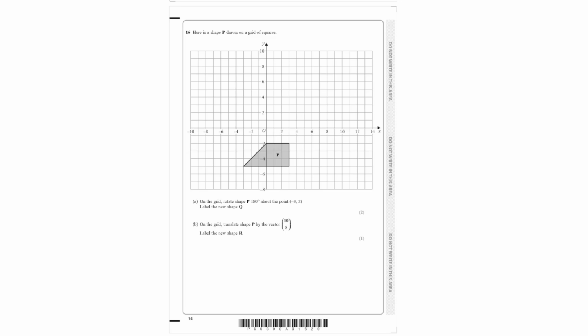Question 16. Here is a shape P drawn on a grid of squares. On the grid, rotate shape P 180 degrees about the point negative 3, 2. So negative 3, 2, this is our point of rotation. Label the new shape Q. Now, when dealing with rotation, it actually maintains its distance. So let's see here. If we start with this point, if it's 3 to the left and 4 up, it will still be 3 to the left and 4 up.